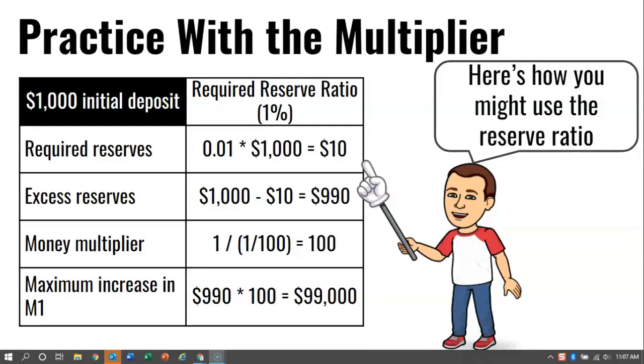For every $1 deposited, we'll end up with $100 total in M1. So the maximum increase in M1 is the $990 in excess reserves that can be lent out times the multiplier 100. So we will see an increase of $99,000 on top of that $1,000 initial deposit. So we'll see $100,000 worth of M1 when I deposit $1,000 in the bank.